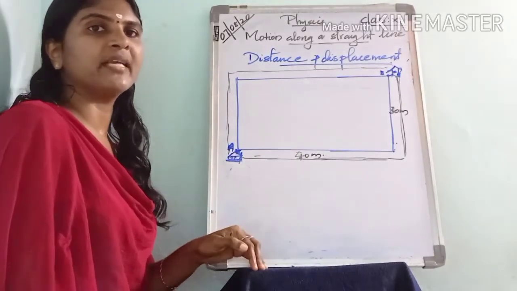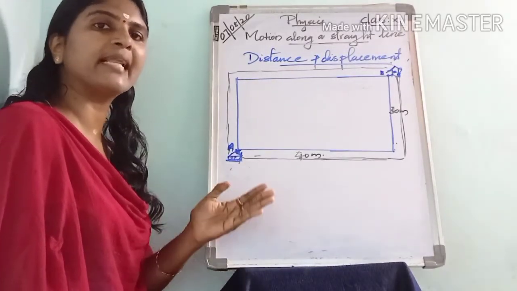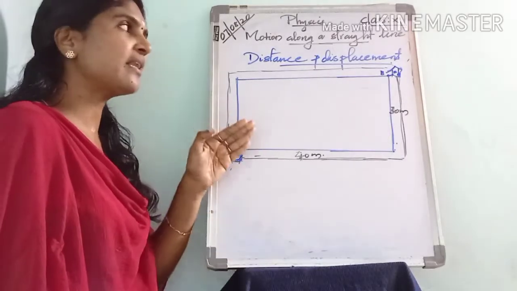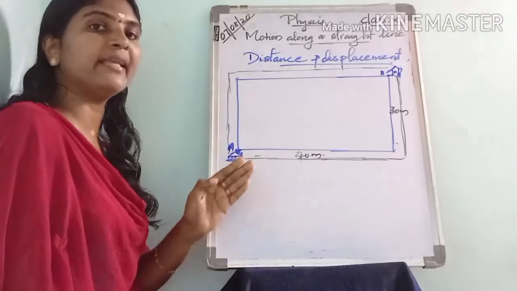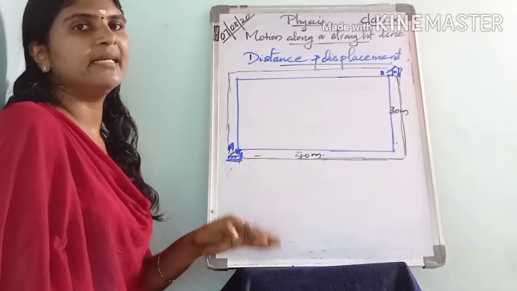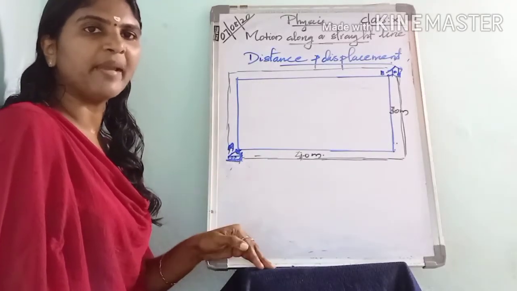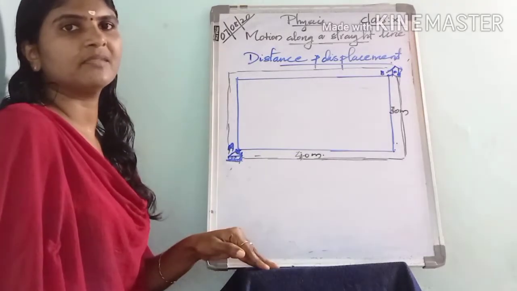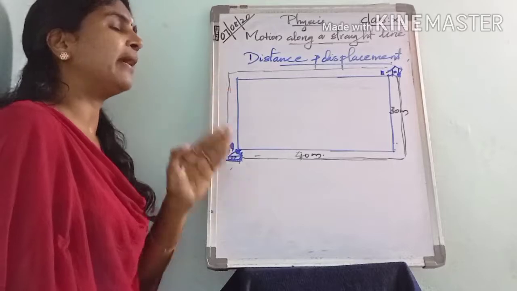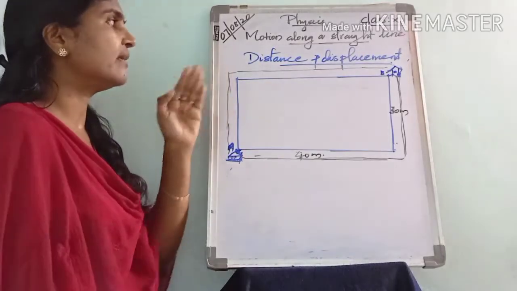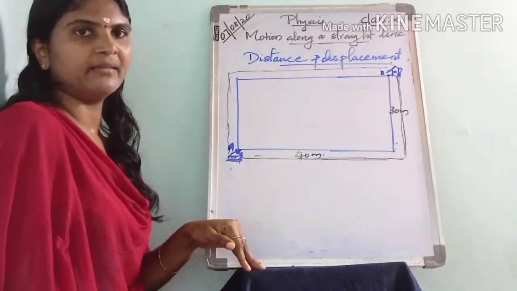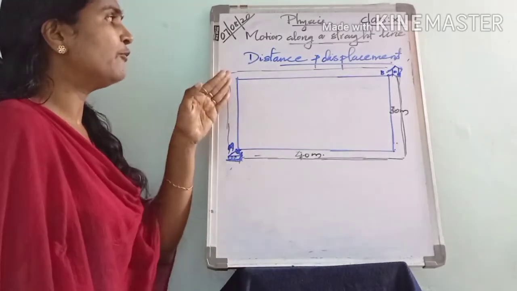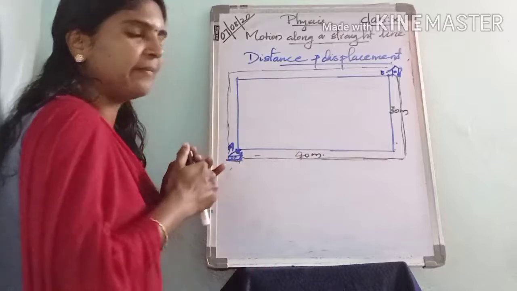Last class I mentioned the physical quantities and their classification as scalars and vectors. In today's class we are going to discuss various physical quantities such as distance, displacement, speed, velocity and acceleration. We can see them one by one. First, consider distance and displacement. For its study, we are considering an example here.